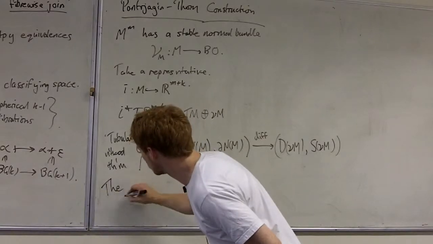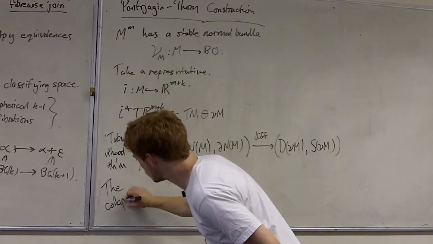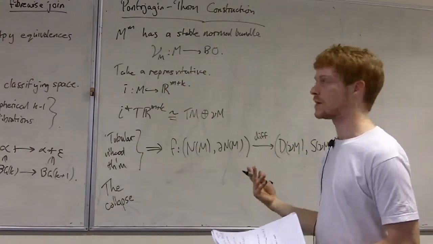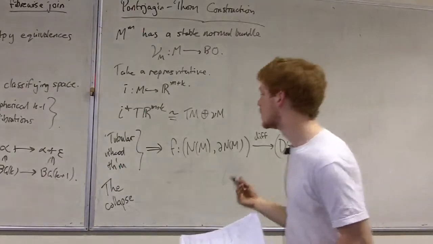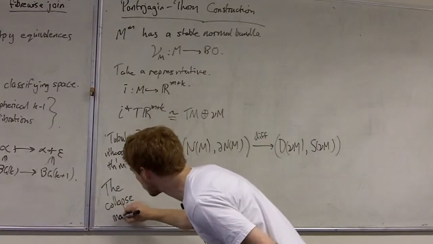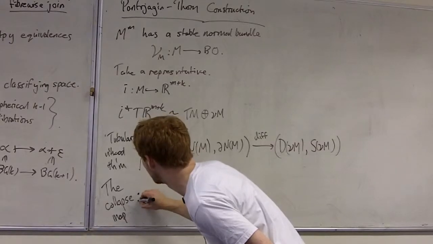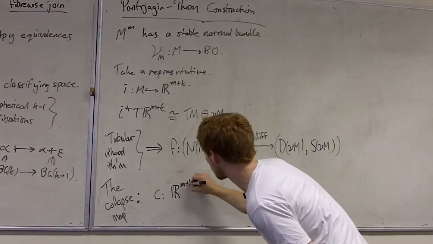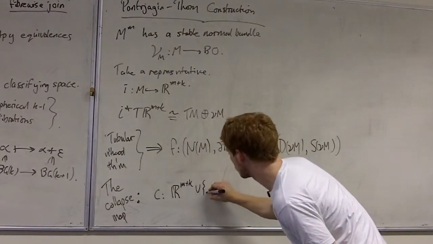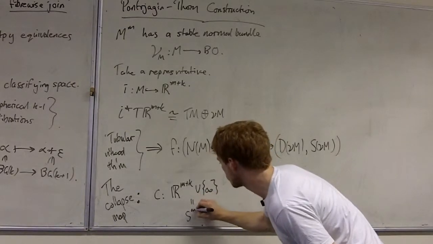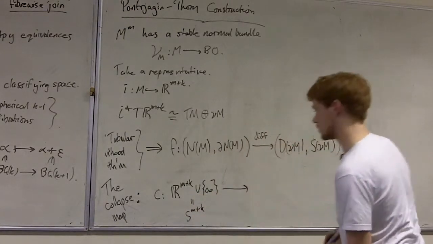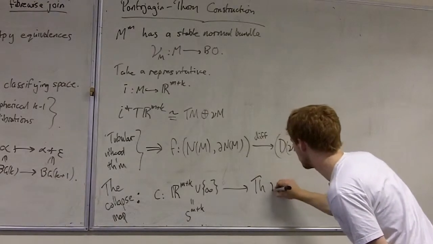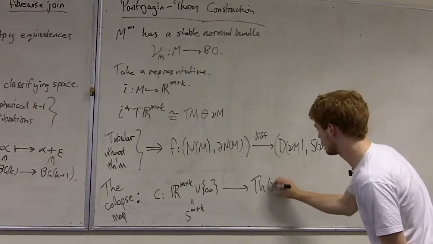And then the collapse map. So this is all in the theme of what properties of vector bundles do we want to mimic in the spherical fibration case. And it turns out this is the crucial property. So the collapse map is the map that goes from R^(m+k), and I'm going to point compactify that, so this is a sphere, to the Thom space of the normal bundle.